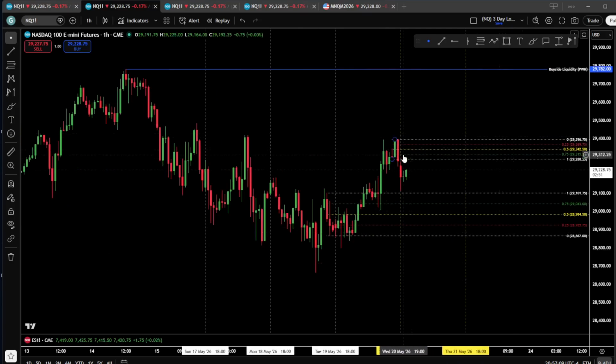Okay, so keep these two levels on your chart. Again, this is a 4-hour discount order block, which represents the dealing range low. And here we have a 15-minute or a 1-hour premium order block, which represents the dealing range high.